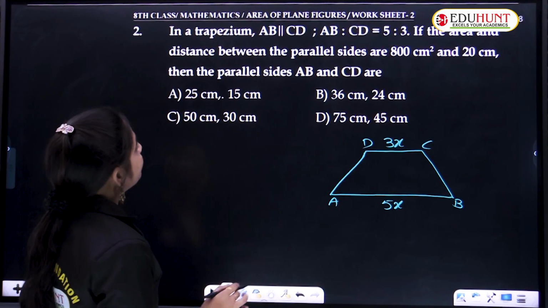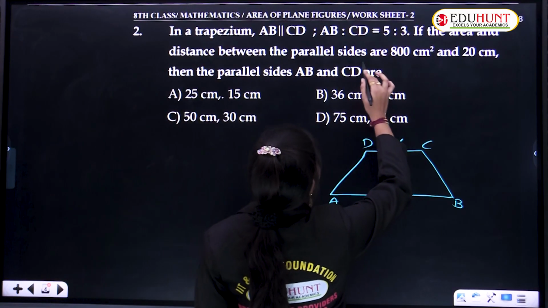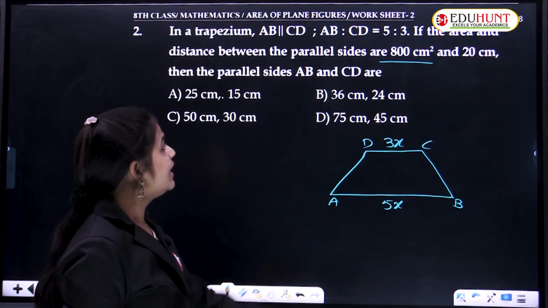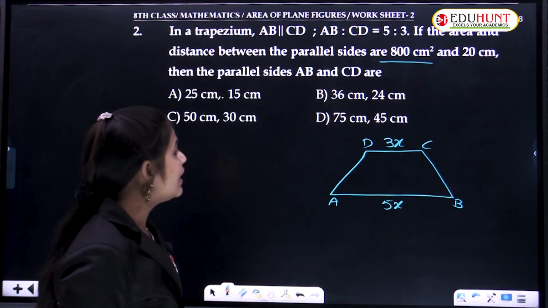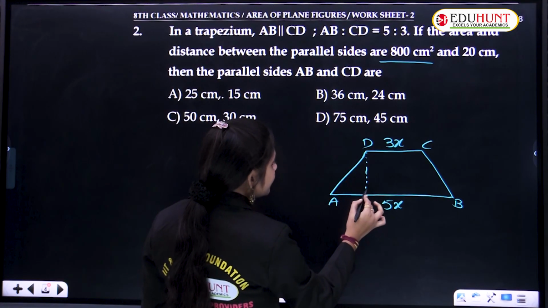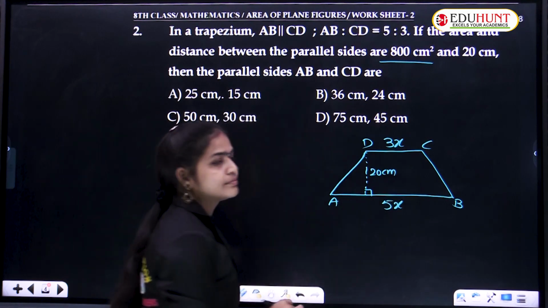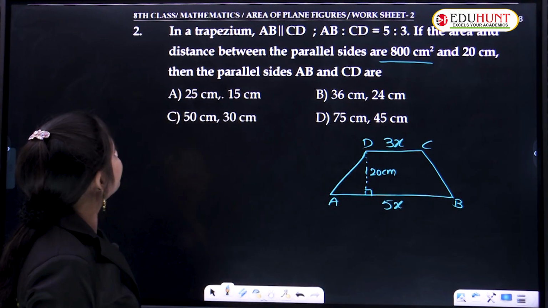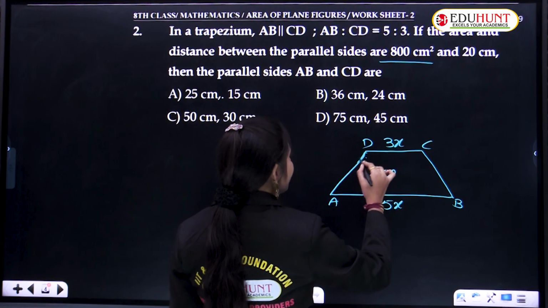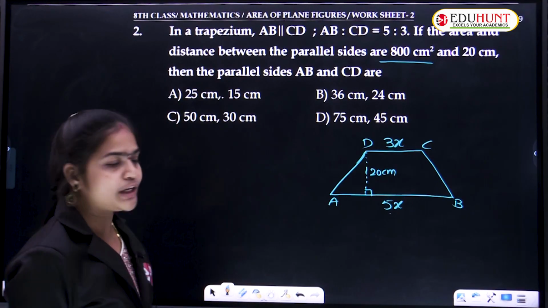5x and 3x. The area and the distance between the parallel sides are given. The area of the trapezium is 800 centimeters square, and this is the height, which is given as 20 centimeters. Then the parallel sides are AB and CD. What we need to find out are the AB and CD measurements.